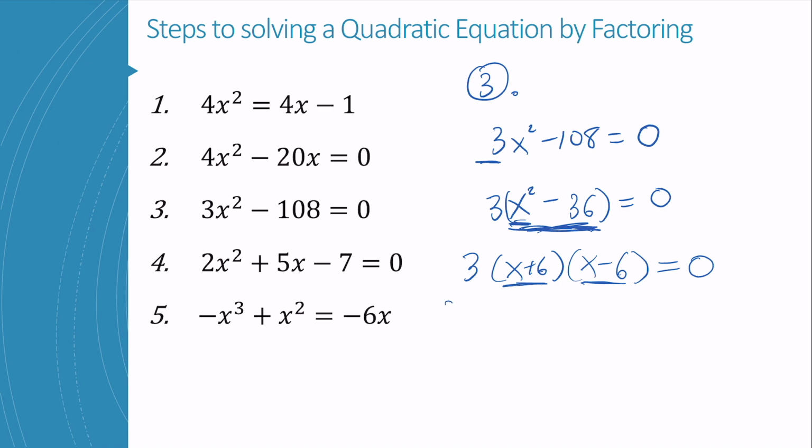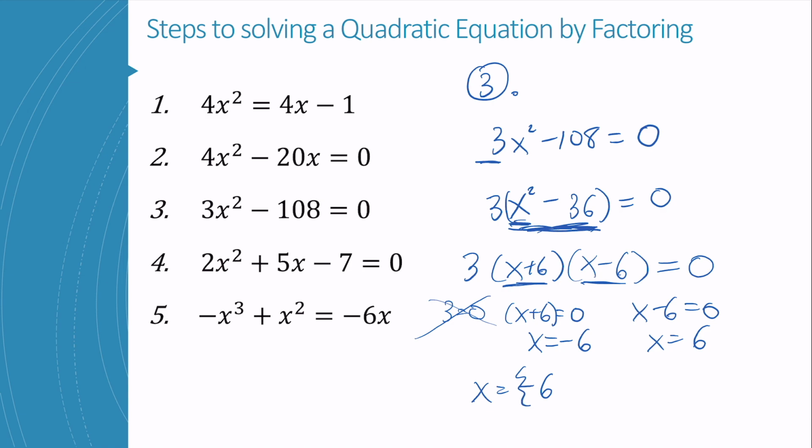This 3, I could set it equal to 0, but we kind of ignore it. I have x plus 6 equals 0. X minus 6 equals 0. So x is going to be negative 6 and x is going to be 6. This is my solution set. And I write that in squiggly brackets because we are using set notation.